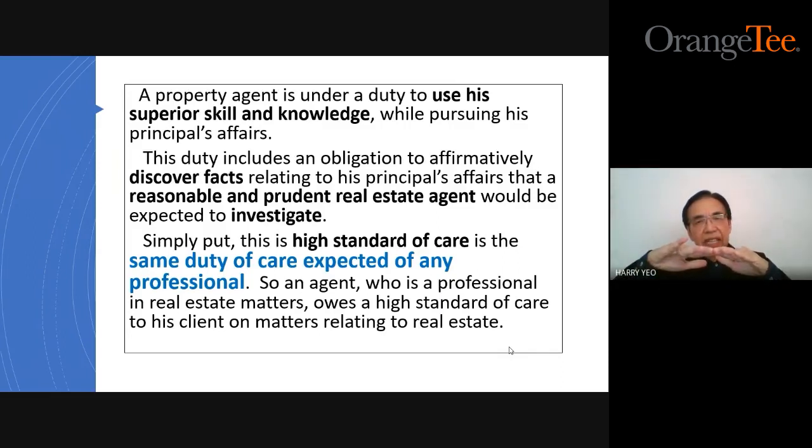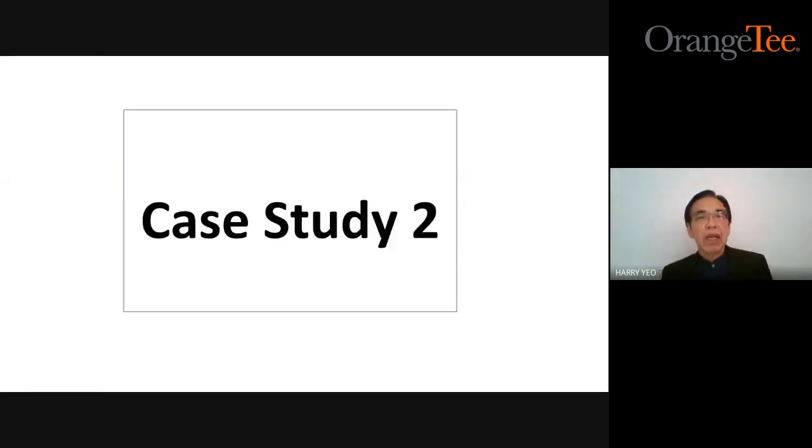If you exercise your duty below the standard that's required, what's the consequence? Warning, fine, suspension, revocation. All right, so we have a duty, and we must fulfill that minimum standard that is required of a property agent. So let's look at a case study.